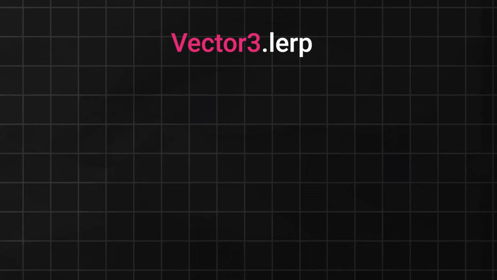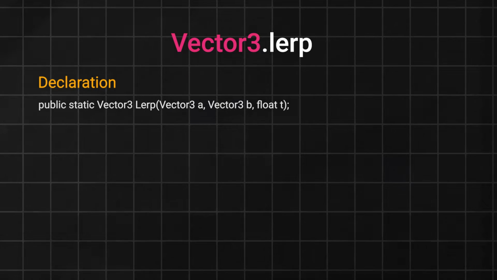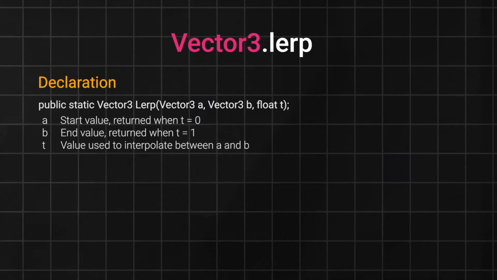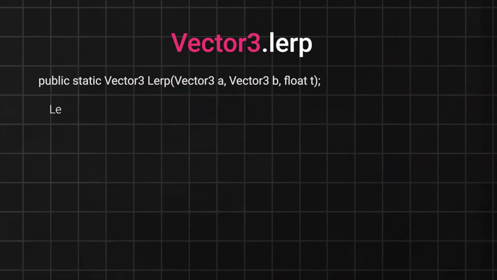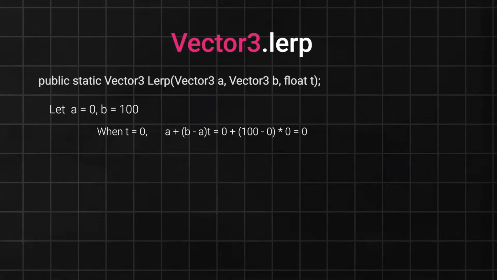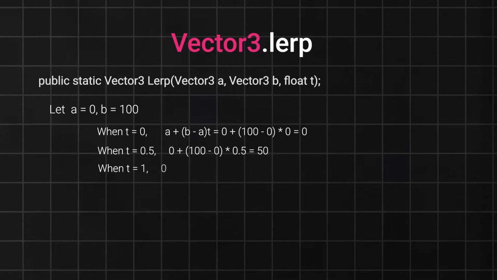So, to understand this, you first need to know how Vector3.Lerp works. We use Lerp when we want to transition from one value to another. Here, A is the starting value, B is the end value, and T is the value used to interpolate between A and B. Vector3.Lerp returns A plus (B minus A) multiplied by T. Here, T is clamped to the range from 0 to 1. To understand this better, let the value of A equal 0 and B equal 100. Now, when T equals 0, Vector3.Lerp returns 0. When T equals 0.5, we get 50. And when T equals 1, we get the end value, that is 100.